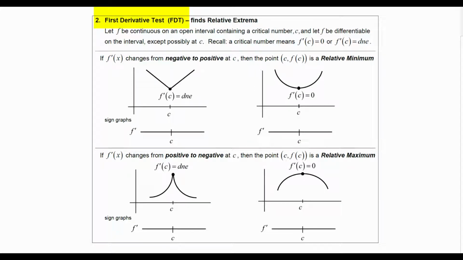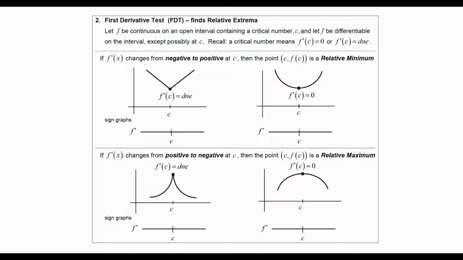First derivative test. The first derivative test is a test to find the relative extrema. Let f be continuous on an open interval containing a critical number c, and let f be differentiable on the interval, except possibly at the point c. Recall, a critical number means f prime of c equals 0, or f prime of c does not exist as far as f of c exists. So there are two kinds of critical number.